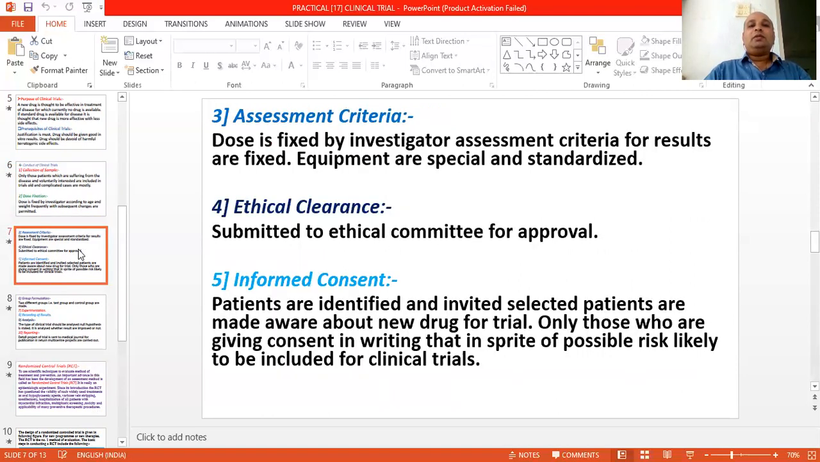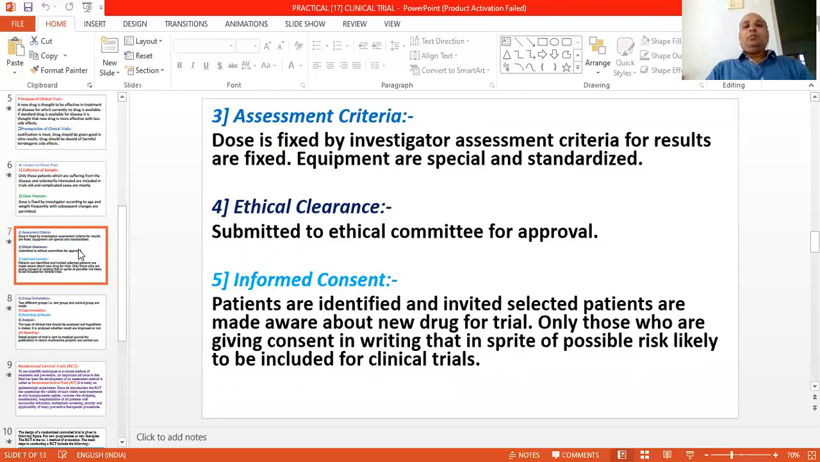Third, assessment criteria. Assessment criteria for results are fixed. Equipment is special and standardized. Fourth, ethical clearance: the trial is submitted to the ethical committee for approval.